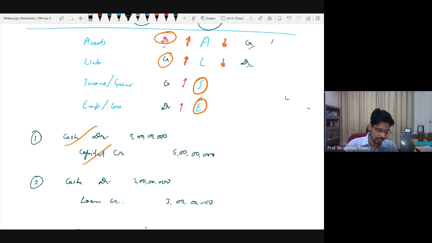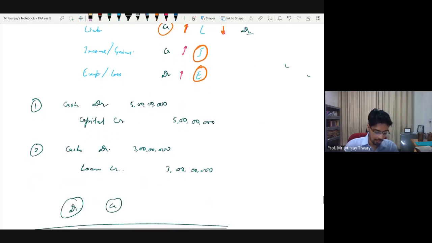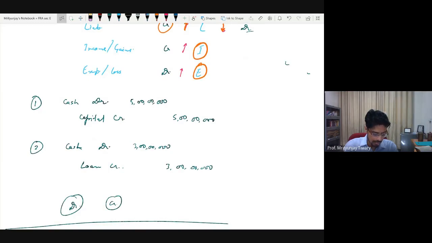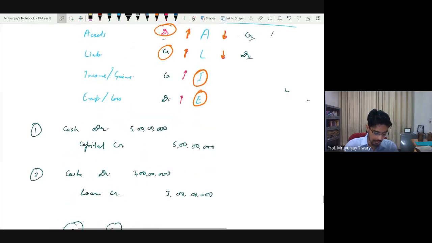Similarly, we went ahead discussing a few more transactions, but the rule remained the same. The second one was that the business is taking a new loan. The loan amount is 3 crore rupees. What would we do? When you take a loan, your cash increases and a liability called loan increases. So once again, the rule says the asset increase should be a debit and the liability increase should be a credit.